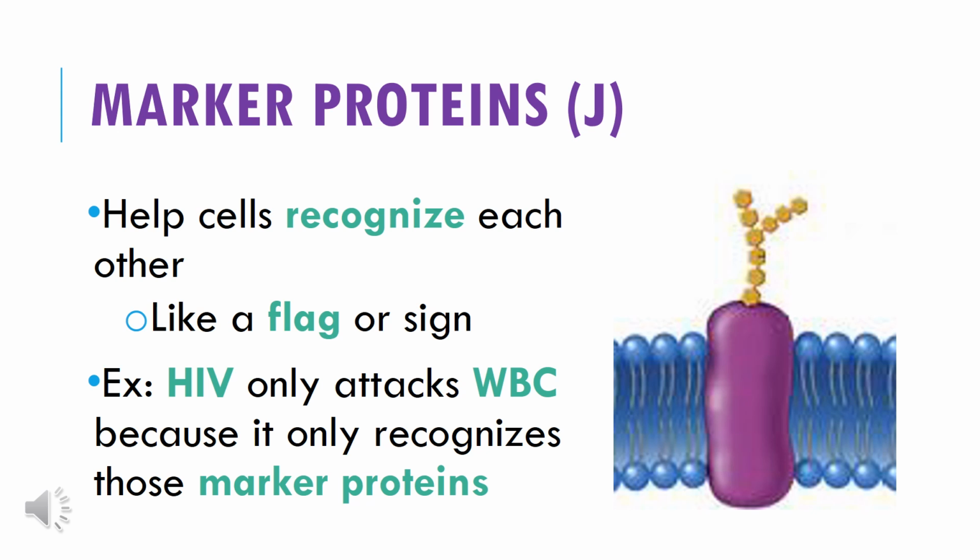Certain viruses and or pathogens only attack specific cells, like HIV attacking your white blood cells, because they recognize the type of cell as a white blood cell and they don't recognize any other marker proteins. So they ignore everybody else and only go after white blood cells due to that flag, that marker protein that says, hey, I'm a white blood cell.